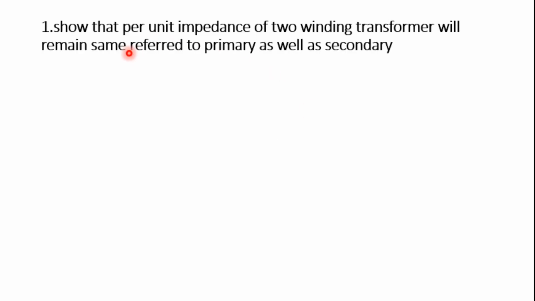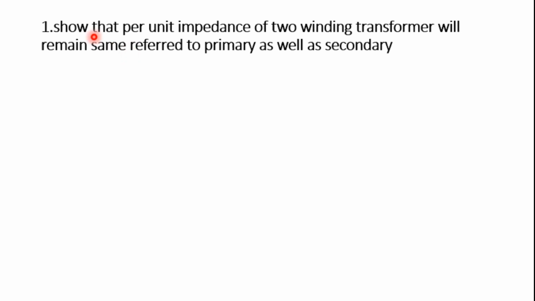Let's see one example. We derived the per unit values and understood the advantages, and now we want to check that. I told you that per unit can be applied, meaning we can transfer either from primary to secondary or secondary to primary.